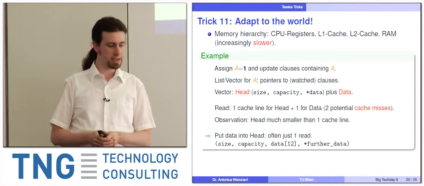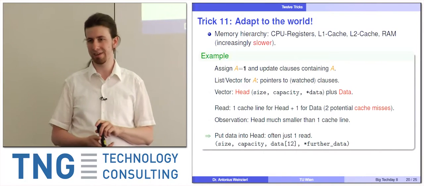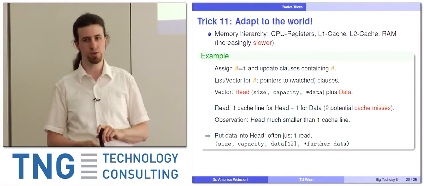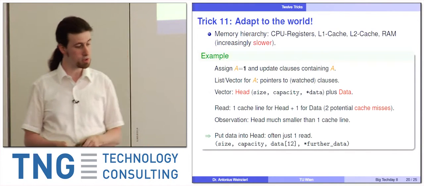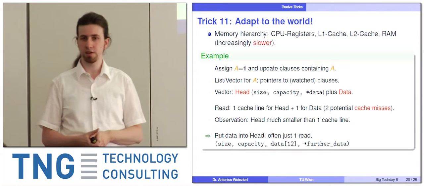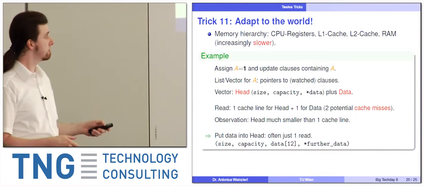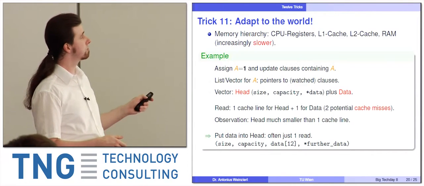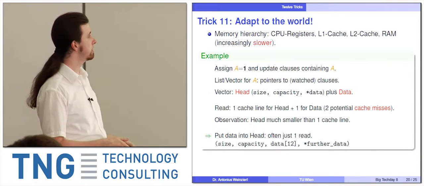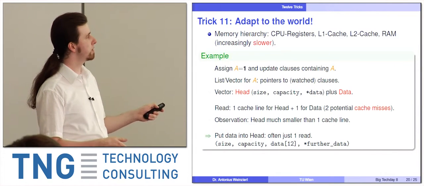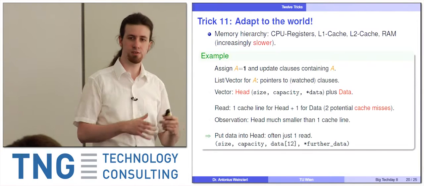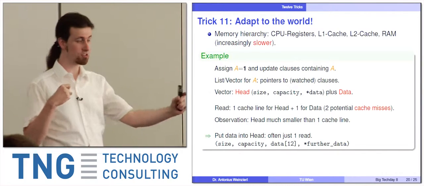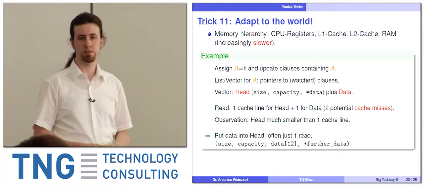But the observation is that, hey, the head is much smaller than 1 cache line for most CPUs. So what we can do here is we put some data into the head. So in the head, instead of just storing size, capacity, and a pointer to the data, we store size and capacity, and then as much data as fits into the 1 cache line, and a pointer to further data.